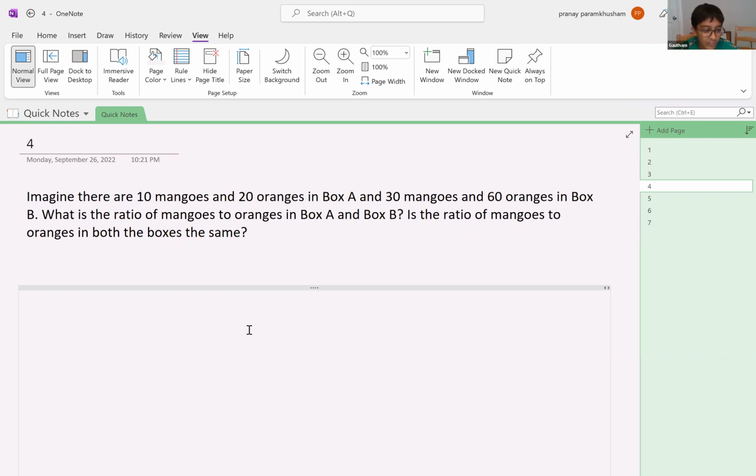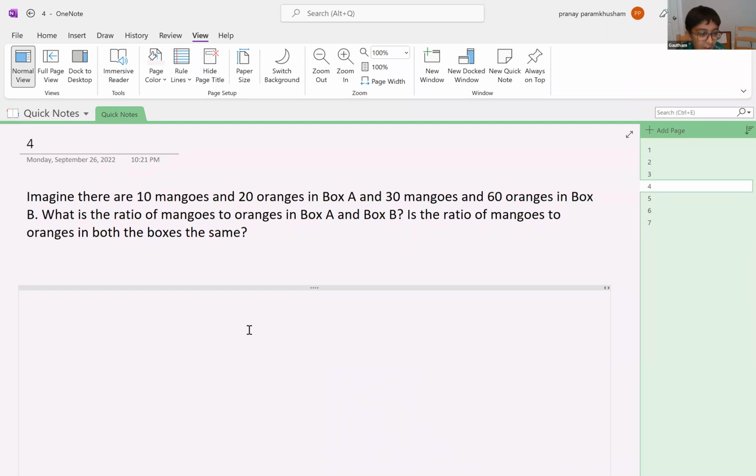Imagine there are 12 mangoes and 20 oranges in box A and 30 mangoes and 60 oranges in box B. What is the ratio of mangoes to oranges in box A and box B? Is the ratio of mangoes to oranges in both the boxes the same? All right, so for box A, it's 1 to 2. And wait, it actually is the same.